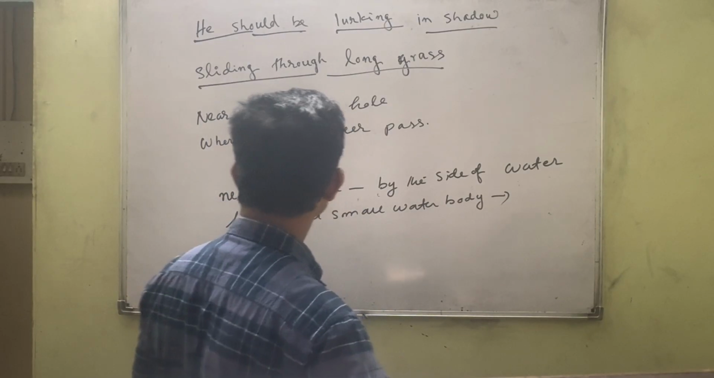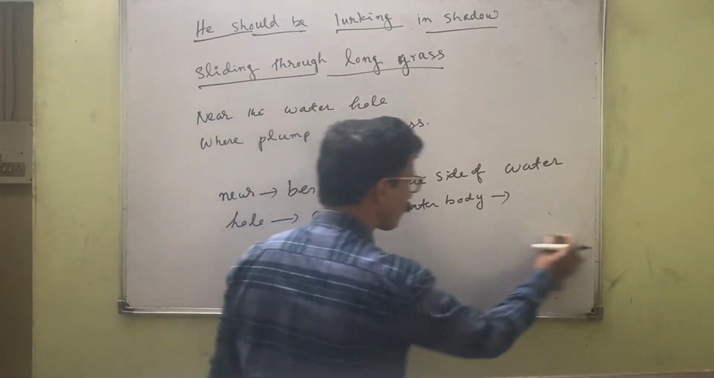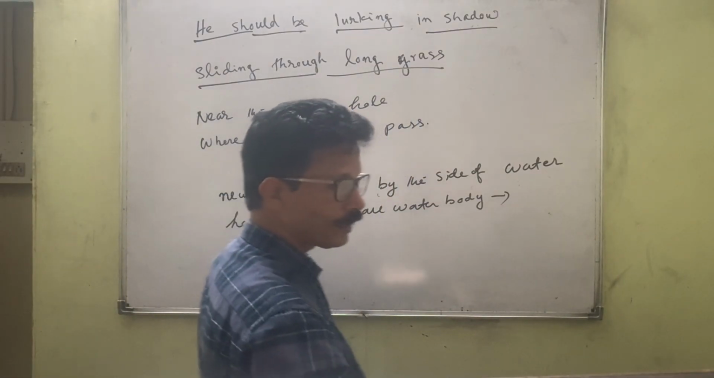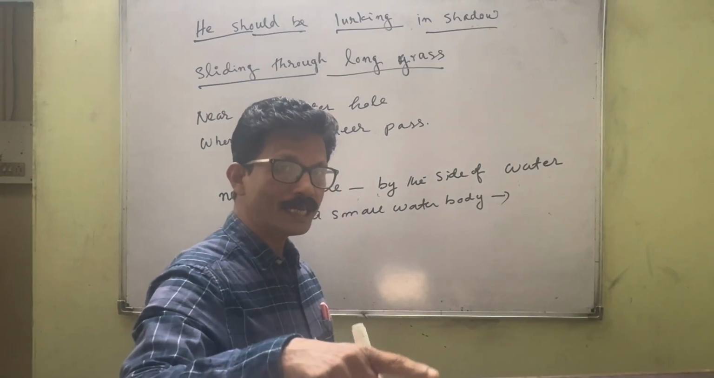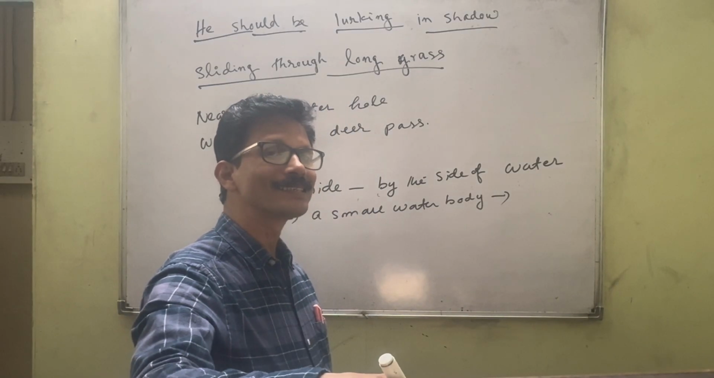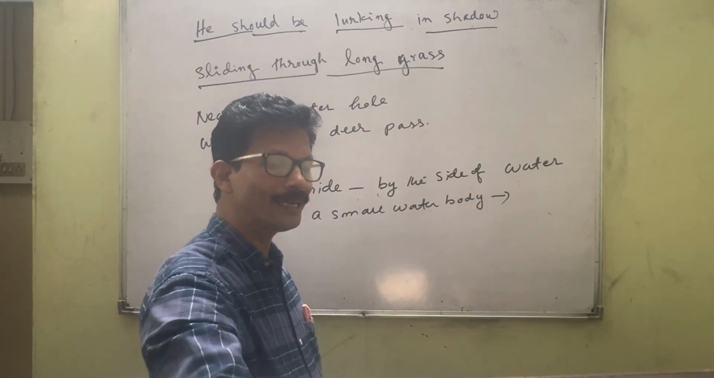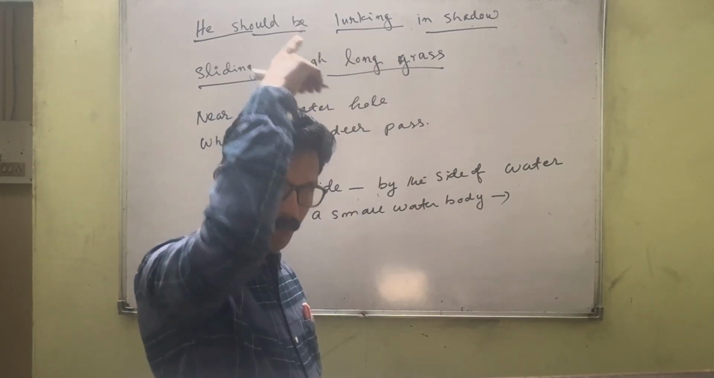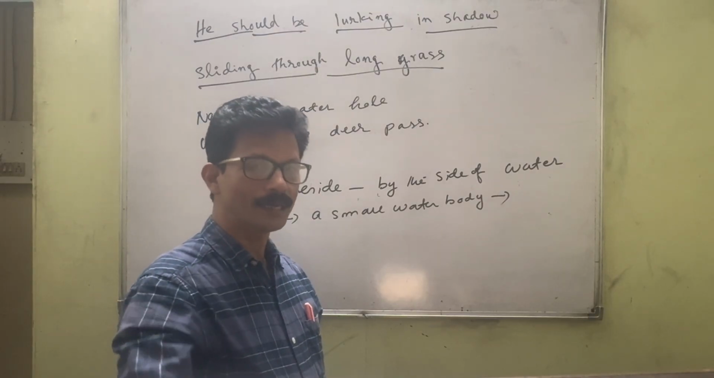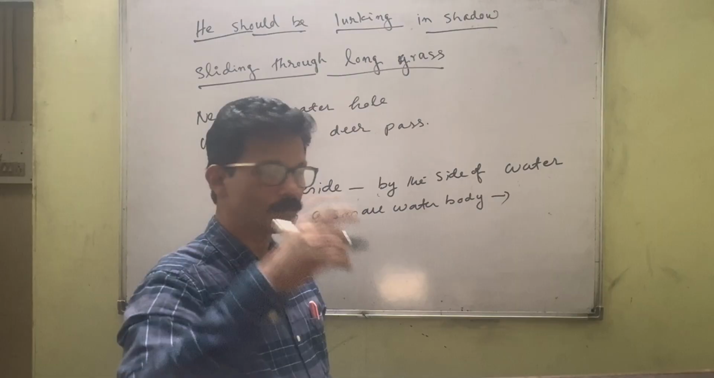Here the poet imagines. It is the poet's imagination. The poet sees the tiger in the zoo and then he imagines: this tiger should not be here. It should have been there. Where? In the jungle. You understand my point?